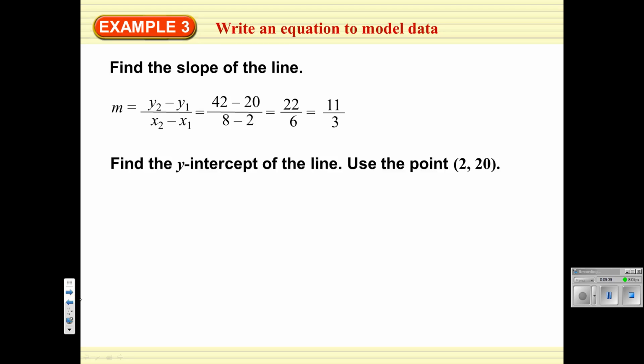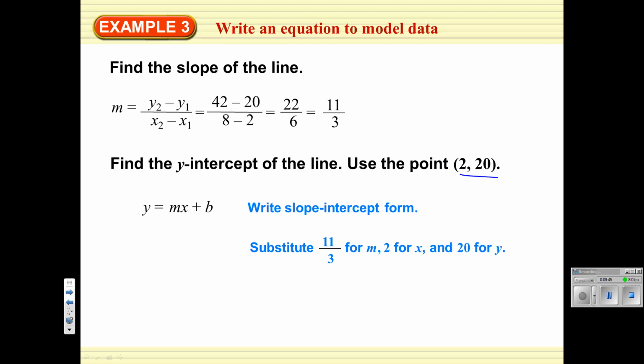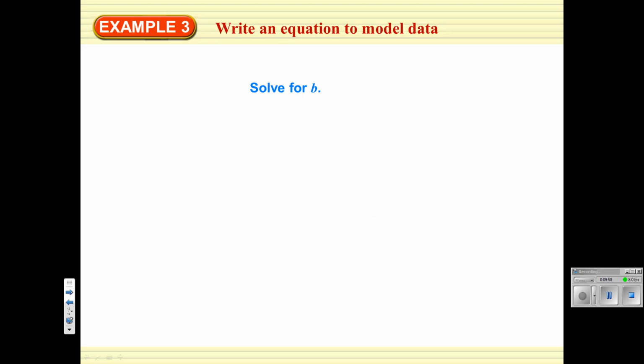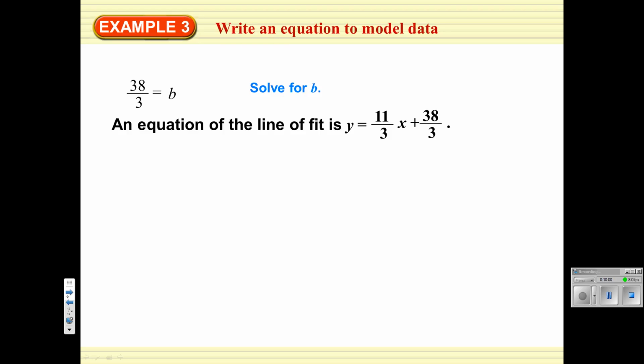So there's our slope. We're going to find the y-intercept. We're going to use this point, and we're going to solve for b. So here's our slope-intercept form. We're going to substitute our points in. We're going to substitute 20 for y, 11/3 for slope, and 2 for x, because this is the point we're using. And we're going to solve for b. Solving for b, we get 38 thirds. So now an equation for our line is 11 thirds is our slope, x, plus 38 over 3 for our y-intercept.